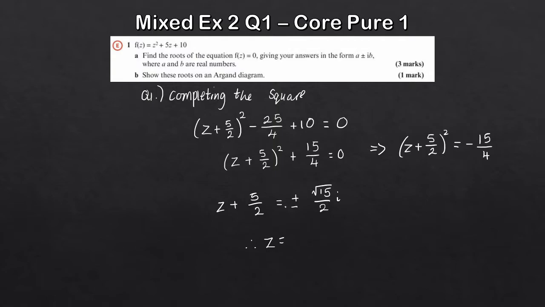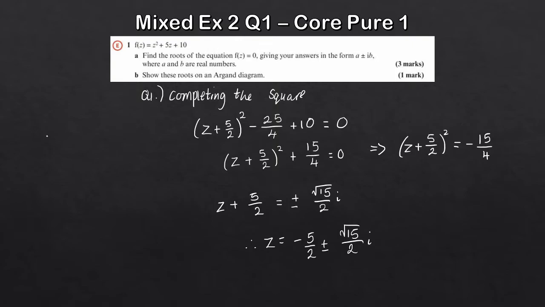So therefore, I'll just keep solving. Z is equal to basically this minus this. Minus this off both sides, we just get Z on its own. So minus 5 over 2 plus or minus root 15 over 2i. So that's just Z there, and obviously we get two different solutions: minus 5 over 2 plus root 15 over 2i, and minus 5 over 2 minus root 15 over 2i. Then the next part just asks us to show this.